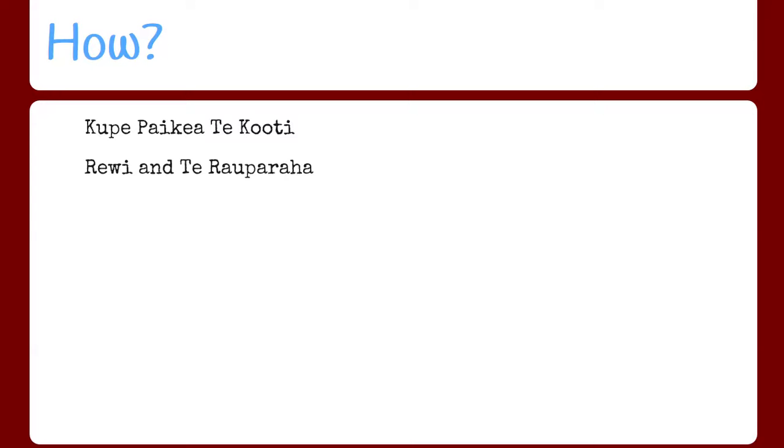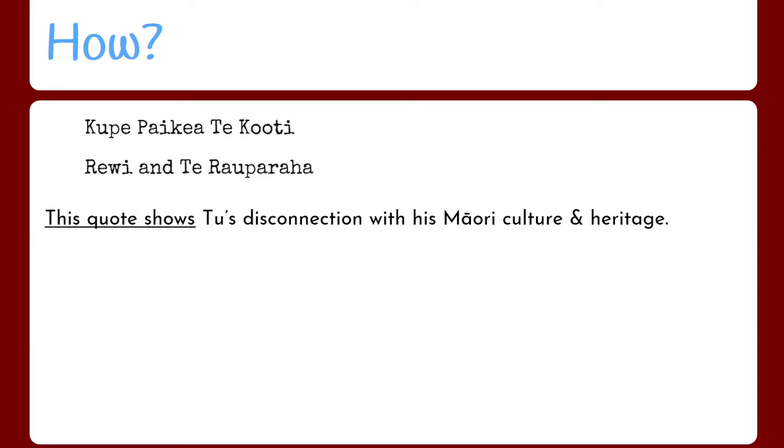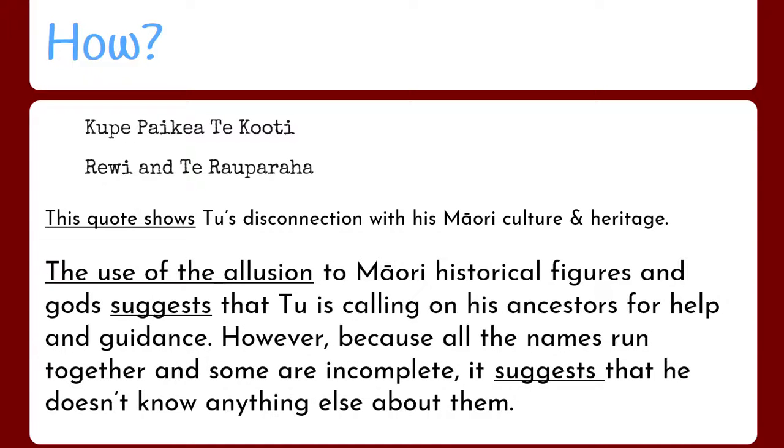So the example, Kupe paikia te kuti rewi in Tarapraha. As we know, these are Māori warriors, right? Māori figures in history. So this is my what. This quote shows Tu's disconnection with his Māori culture and heritage. So how does it show it? The use of the allusion, which is the reference, the use of the allusion to Māori historical figures and gods suggests that Tu is calling on his ancestors for help and guidance. However, because all the names run together and some are incomplete, it suggests that he doesn't know anything else about them. So that's two sentences explaining how this quote shows a disconnection.